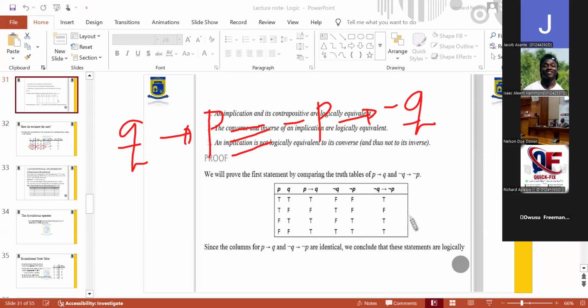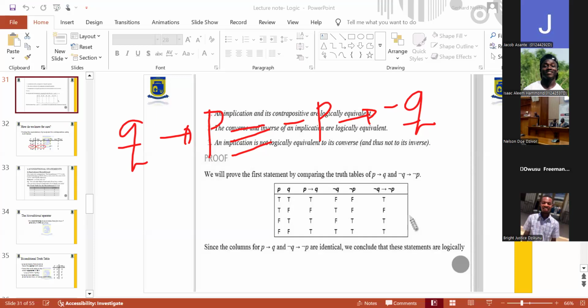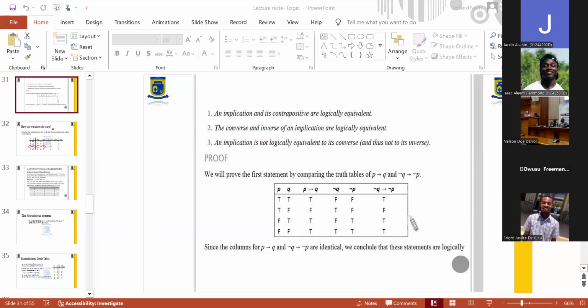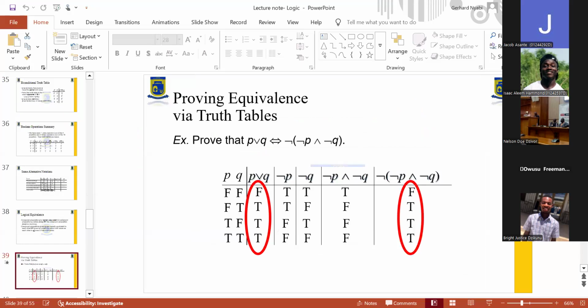But in your section, I'm not going to go into the proofs too much. We are just going to look at the definitions, look at the symbolic form, then we take some examples, then we end the class. Is that okay? Yes, sir. All right. So let's proceed to proving for equivalence. I'll come back to this table.